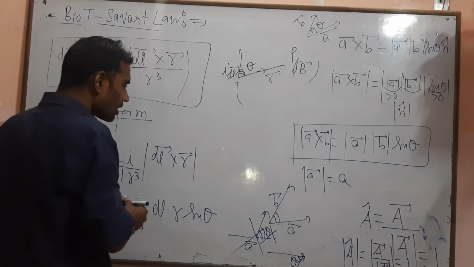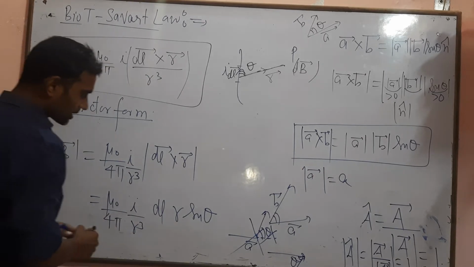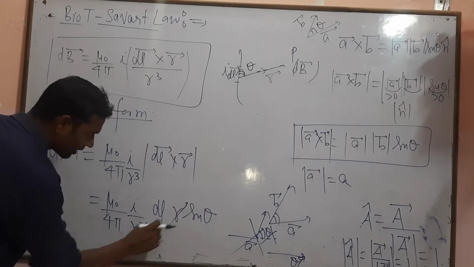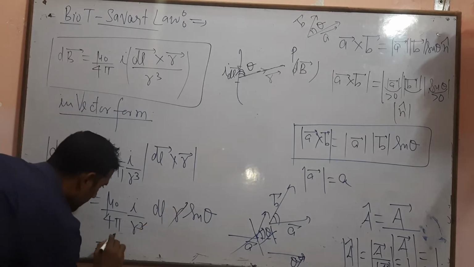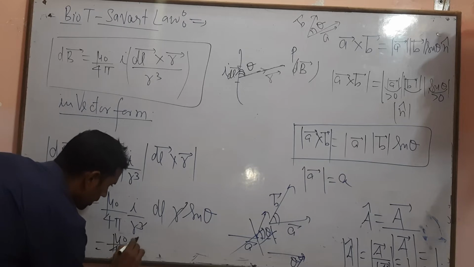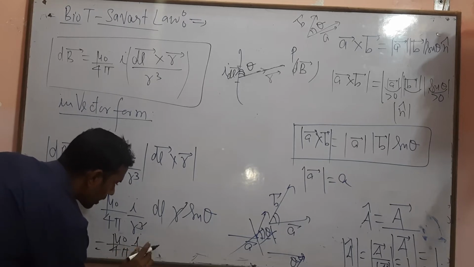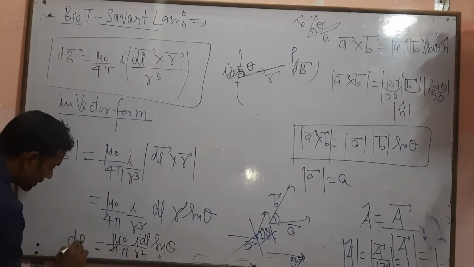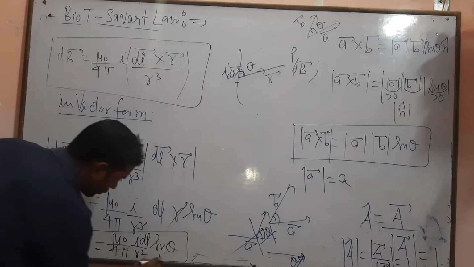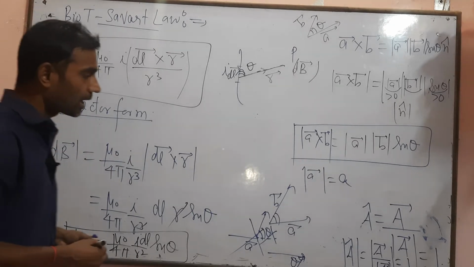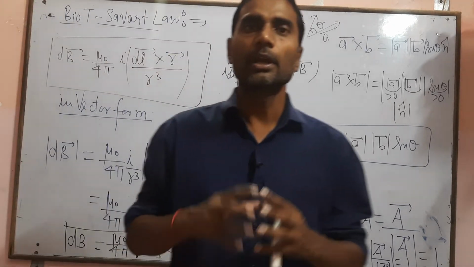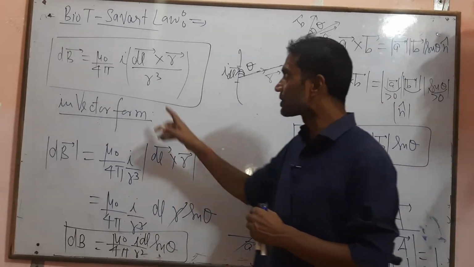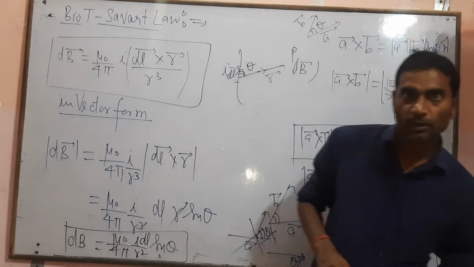Also you can say this is mu naught by 4 pi I by r cube dl. So we cancel r with r square, leaving mu naught by 4 pi I by r square, I dl sine theta, this is dB. So dB equals mu naught by 4 pi I dl sin theta divided by r square. This is the magnetic field according to the Biot-Savart law in magnitude form. Okay, let us move on to the vector form.